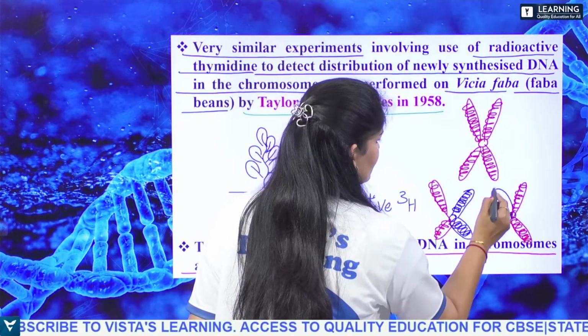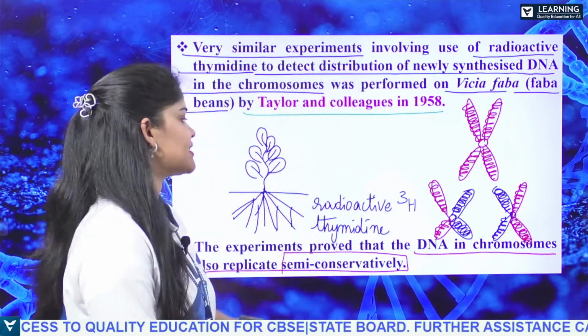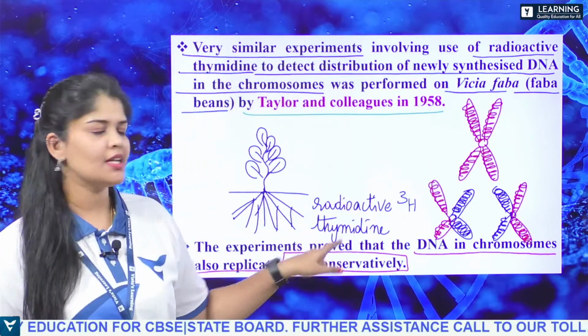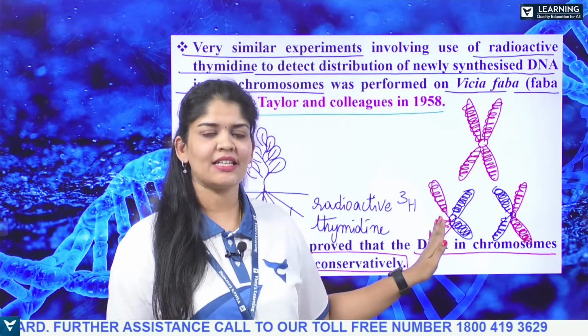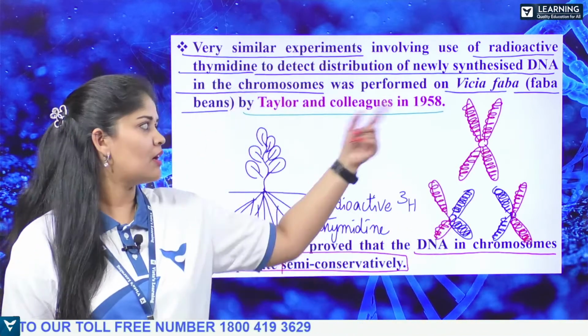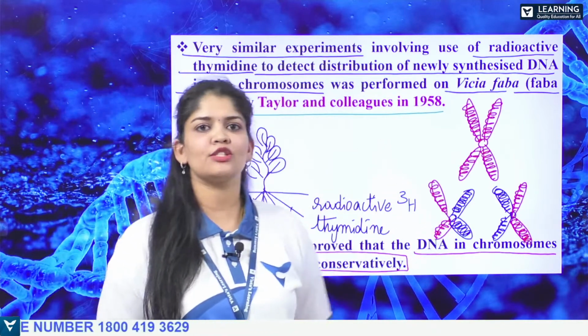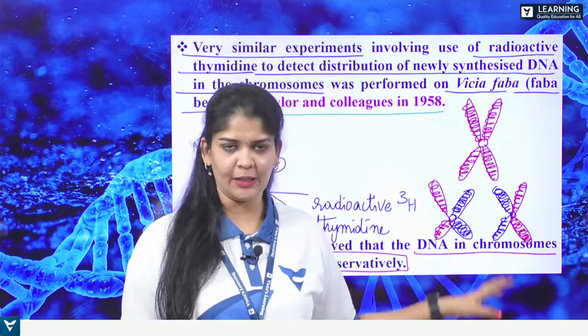So this is how, if you consider this red color for the radioactive thymidine, this radioactive thymidine is going to segregate semi-conservatively. That is, one strand is completely of the parental strand, and the other strand is going to form newly. That is, it is devoid of radioactivity.